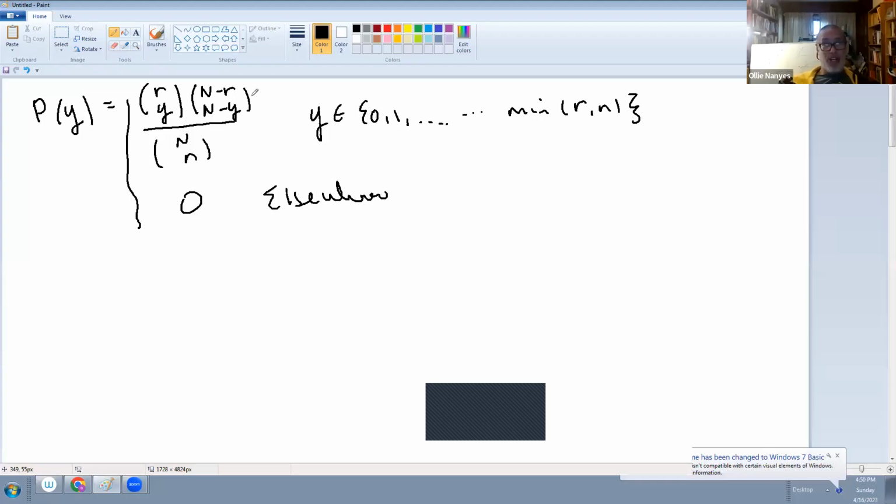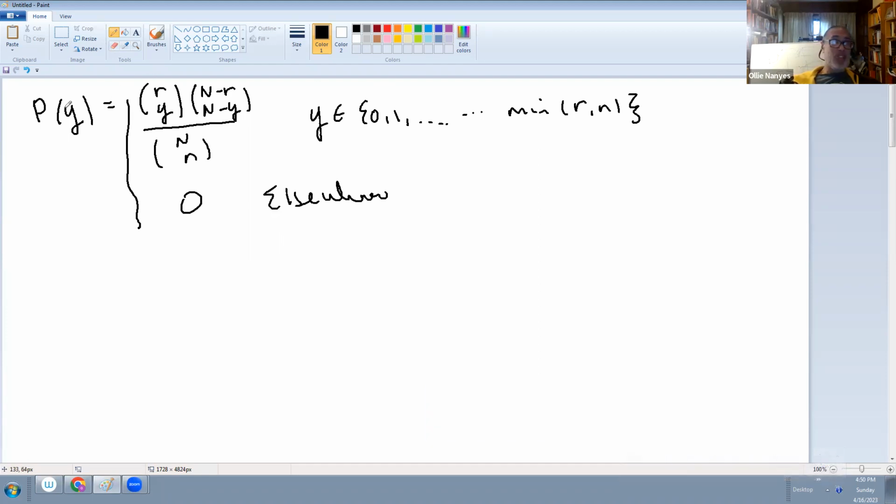Just to remind you what the hypergeometric distribution is, the technical definition: it's a discrete distribution. The probability that the random variable big Y attains the integer value little y is r choose little y times N minus r choose n minus y, over N choose n, for y between 0 and the minimum of r and n.